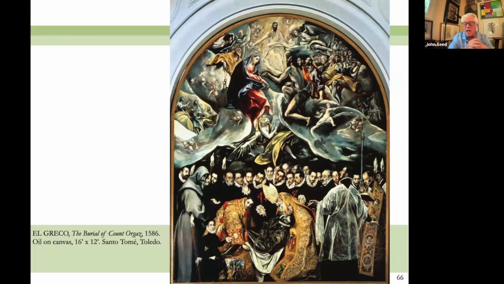Our last painting for the day, a painting that really didn't get appreciated till the 20th century. It had been neglected, and since then it's been heavily studied. A great oil on canvas, and just that is a breakthrough. So in other words, it's painted in the style that the Venetians had pioneered, working on a very, very large format, 16 feet tall, 12 feet wide, the Burial of Count Orgaz.